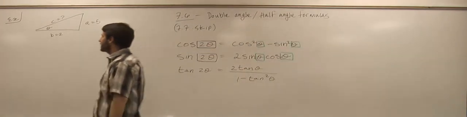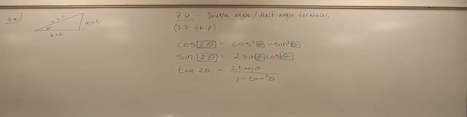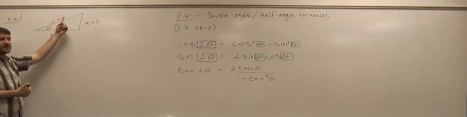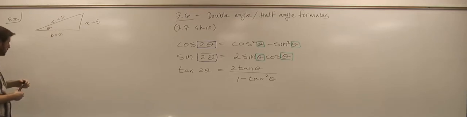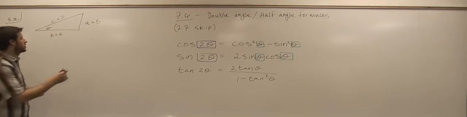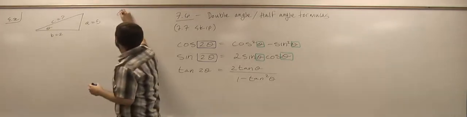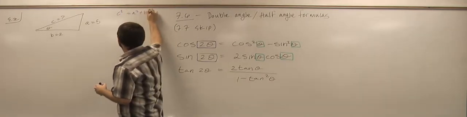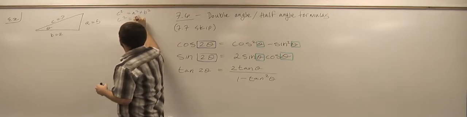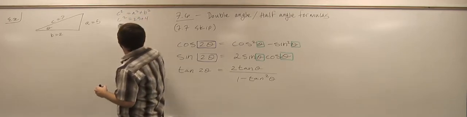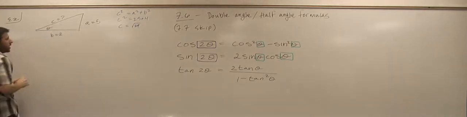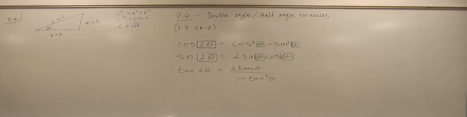So how do you find sine theta and cos theta? From a right triangle. SOHCAHTOA, right? We've been doing that since second day of class maybe. So we're going to need this hypotenuse first. What's the hypotenuse? Square root of 29. A squared plus B squared equals C squared. So let's see. 25 plus 4, C equals root 29. Since it's a hypotenuse, we'll use the positive.